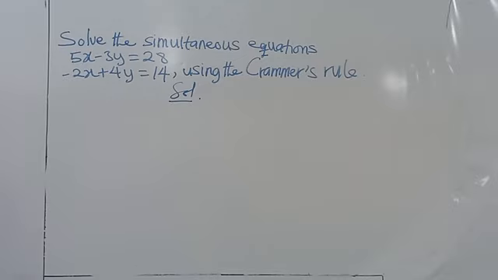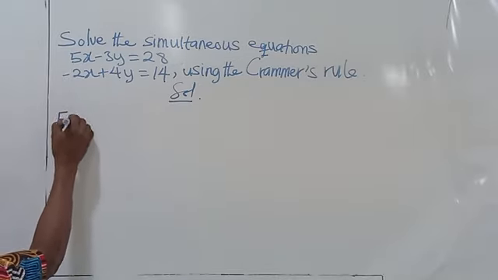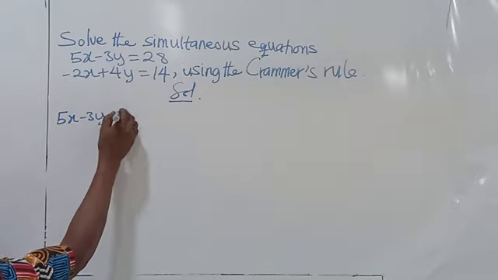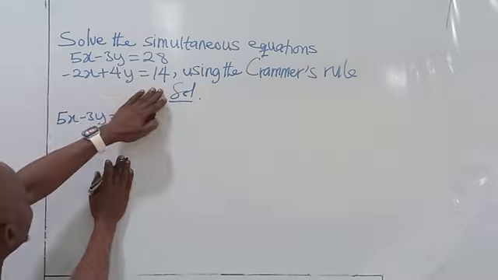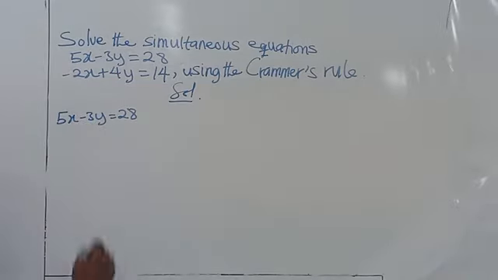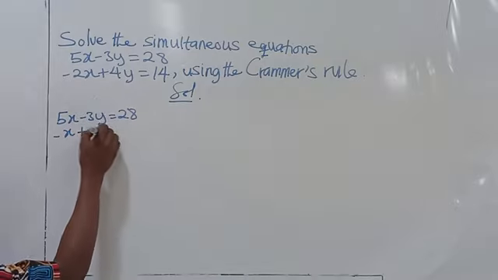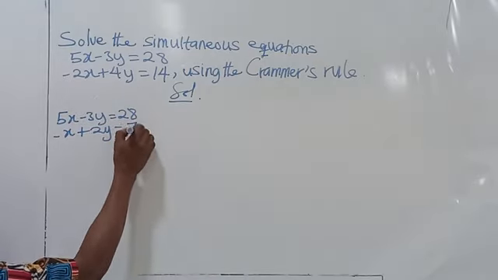So let me have my equations back. 5x, 3y, 28. Now from here, you can see that 2 is a common factor in the second equation. So 2 goes here, minus x, 2 goes here, 2y, 2 goes here, 7.